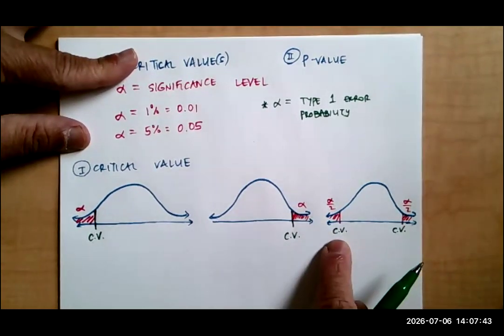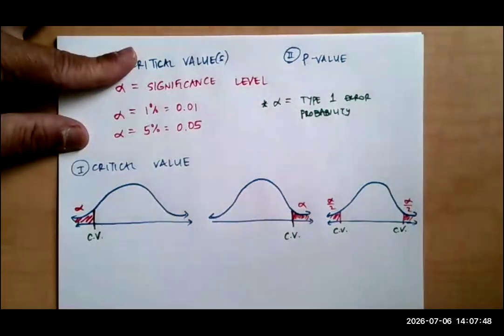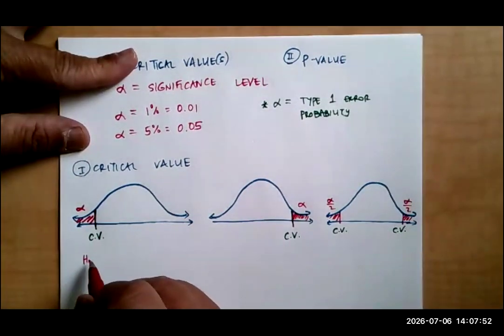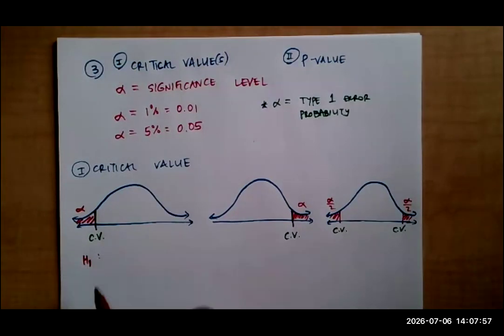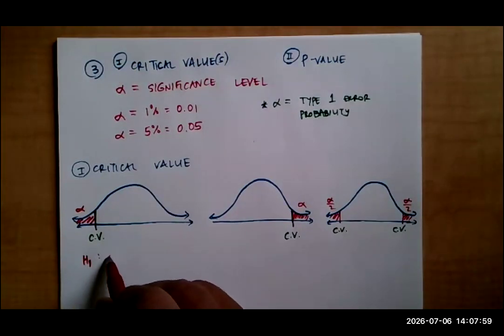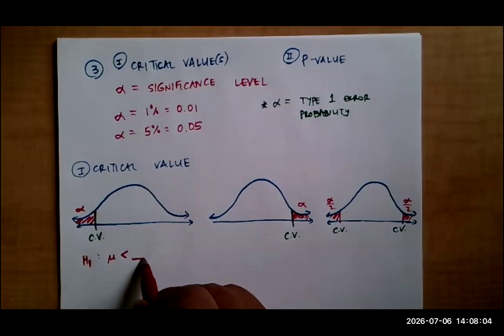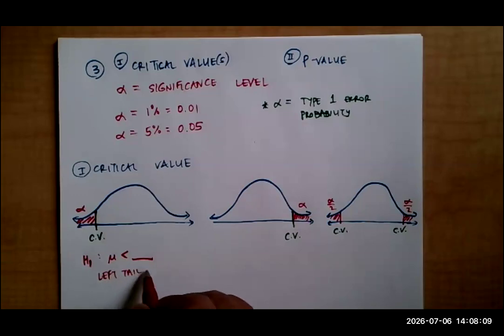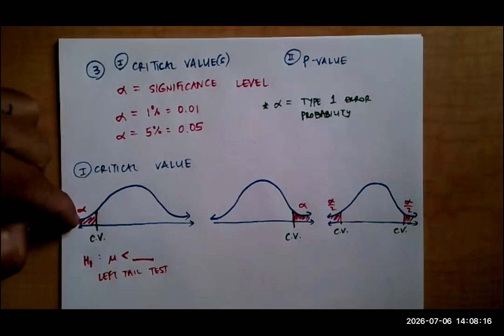Let's see, critical value for the left, critical value on the right, okay? And so these two are our one-tail tests, and we identify that if in our alternate hypothesis our parameter, I'm going to use mu for my example, is less than this value, this means that we're going to have a left tail test. All right, we're putting all that significance, all that area on the left side.